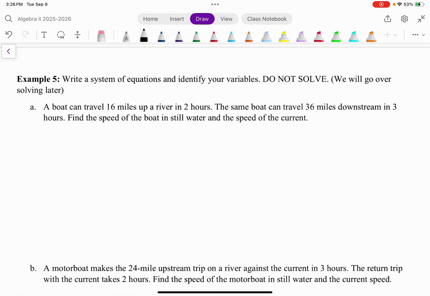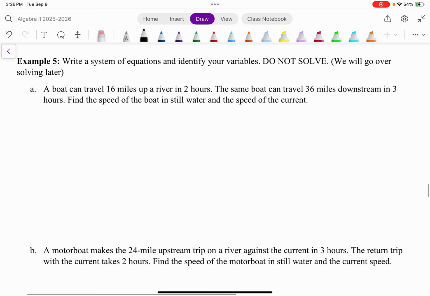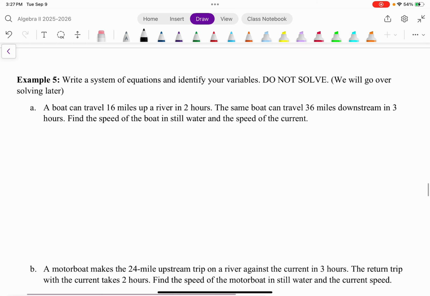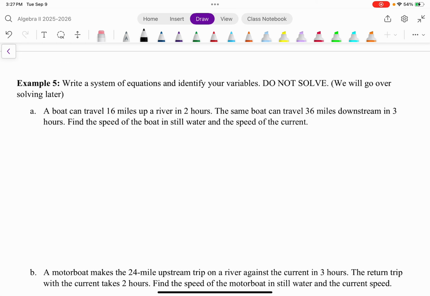Okay, so this next part, we're going to write a system of equations and identify our variables. Again, we're not going to solve yet. We're going to do that next time. And these ones are all working with currents and speed of a vehicle, like boats or planes, and also currents of the river and air speeds for wind.